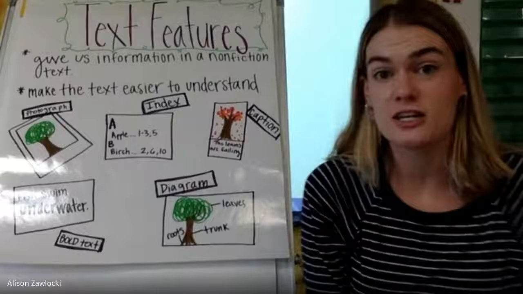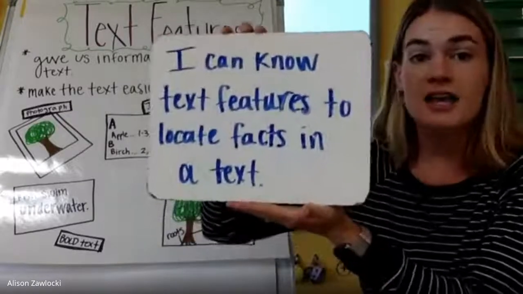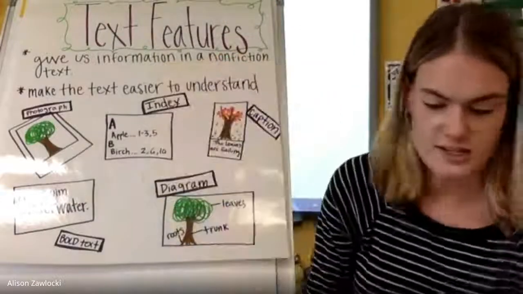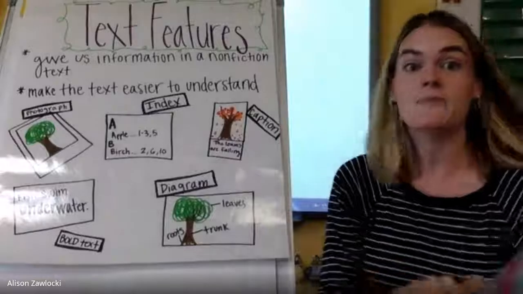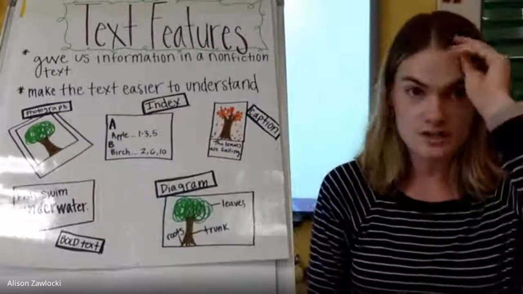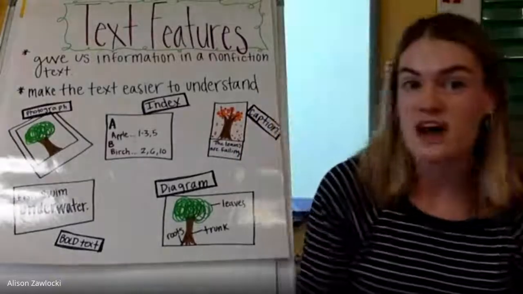We're going to continue learning about text features. So let's read our I can statement first. I can know text features to locate facts in a text. So that means that you can remember and learn about and identify text features to learn about facts in a nonfiction text.